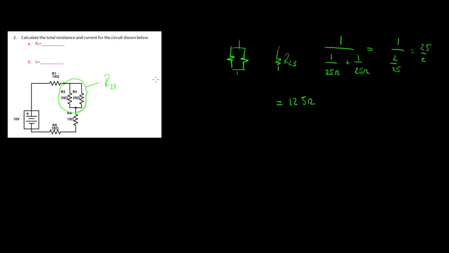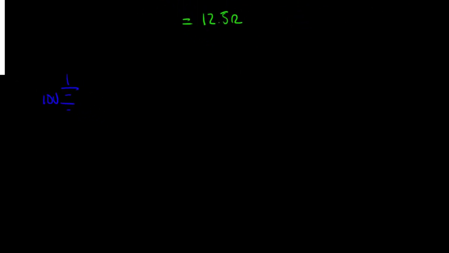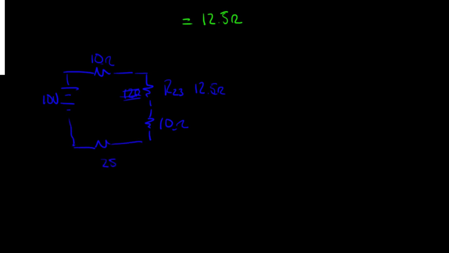So let me redraw my circuit now. And I'll redraw my circuit in blue. So what I've got is a 10-volt source coming through a 10 ohm resistor, going through the equivalent, this is R2,3, which is 12, sorry, 12.5 ohms. I'm just going to scratch that out, put it over here. 12.5 ohms. And then going through another 10 ohm and another 25 ohm. There's my equivalent circuit.